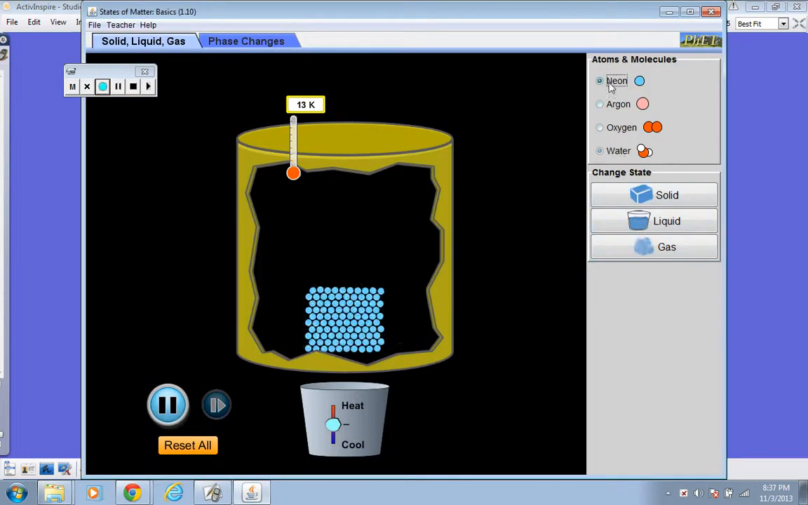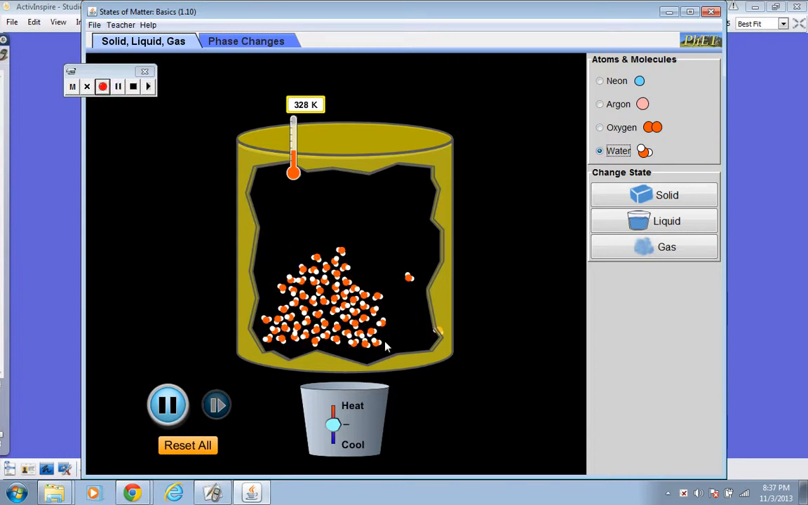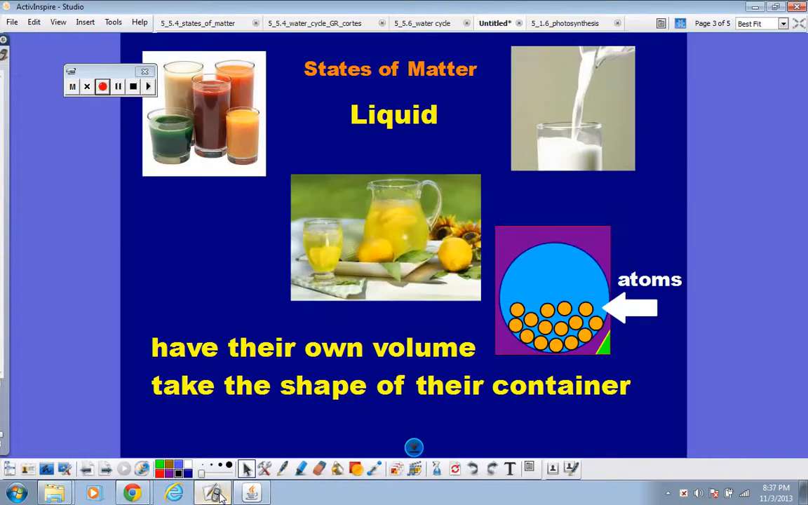So let's look at neon again. This is solid. If I click liquid, we can see that the atoms are not as stuck together. They can move around a little bit more and their shape changes. Same with argon. Same with the oxygen molecules. Their shape changes. They're a little bit looser. And water as well. And they're moving faster too. Do you see that? So that is what liquid looks like.